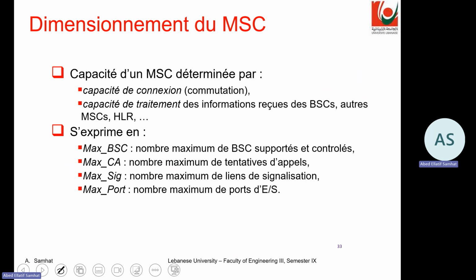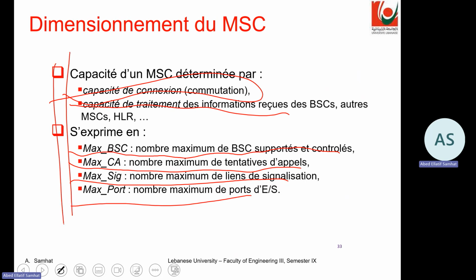So we need to take into consideration the capacity of the connection, the commutation, the switching, and the processing, the number of users supported by this mobile switch center, the maximum number of base station controllers that could be supported, the maximum number of call trials, the maximum number of signaling links that are controlled, and the maximum number of ports. Based on the data sheet provided, we can decide if we can use one equipment for the mobile switch center, or two mobile switch centers distributed geographically according to the architecture adopted by the operator. So it's possible to have more than one mobile switch center.